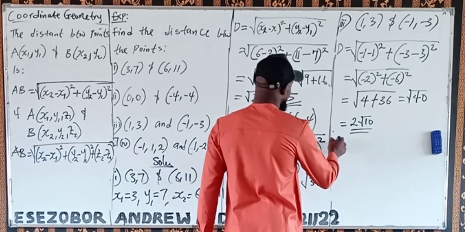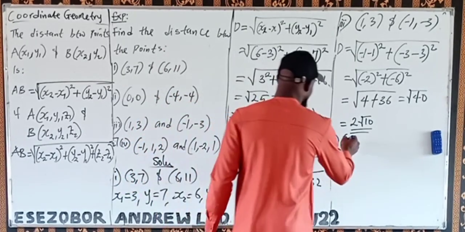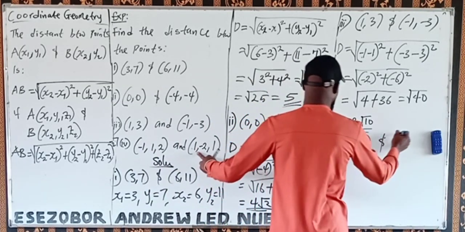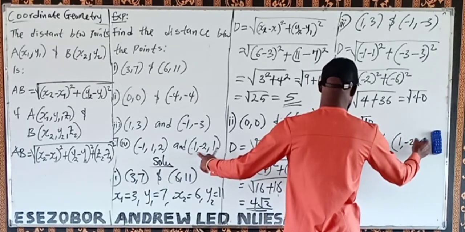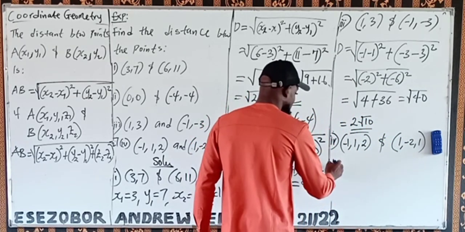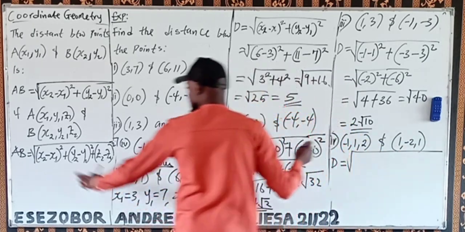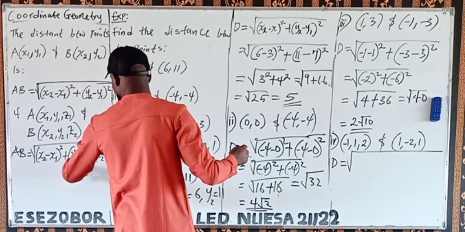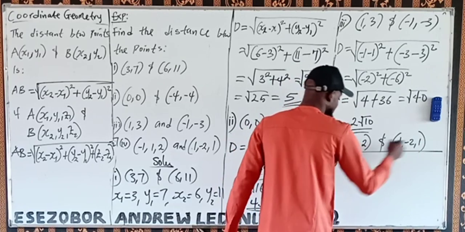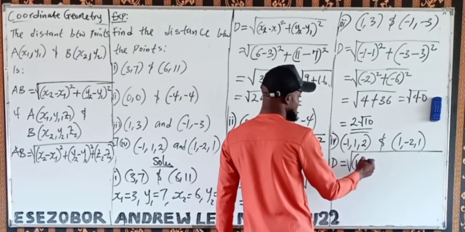Then the last one is the points (-1, 1, -1) and (1, 2, ...) and points (1, -2, 1). So this is going to give us something very nice. The distance between these points will be the square root of (x2 minus x1), (y2 minus y1), (z2 minus z1), each squared.